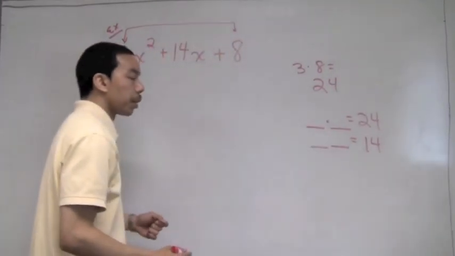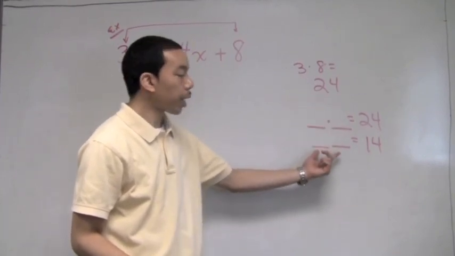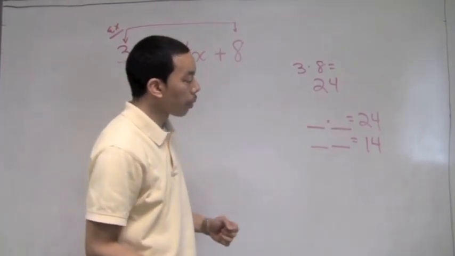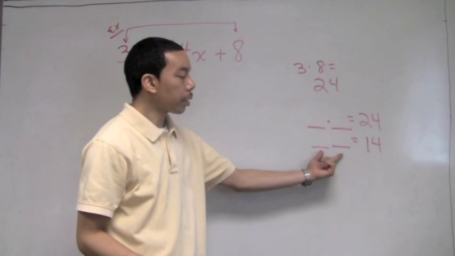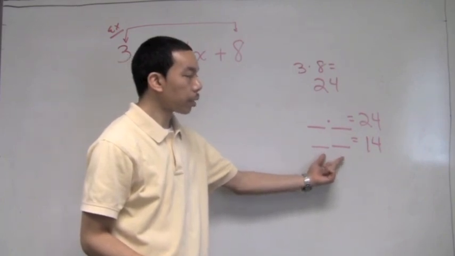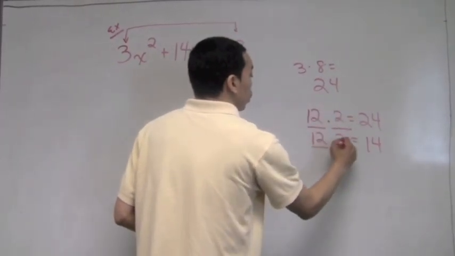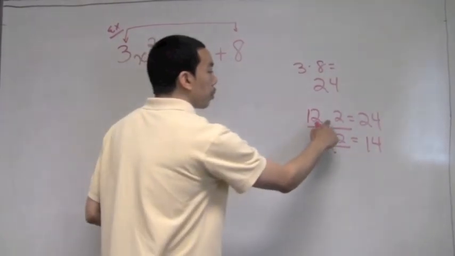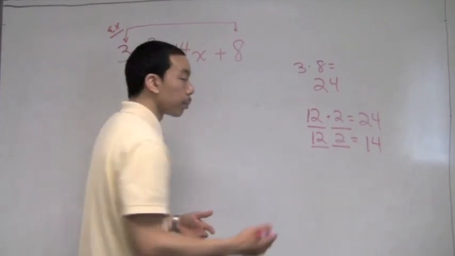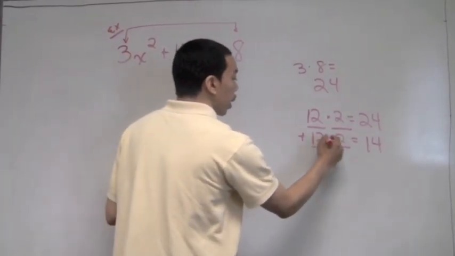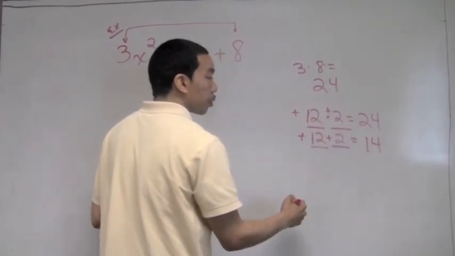So factors of 24 can be 6 and 4. 6 and 4 make 24, but if you add or subtract, won't make 14. Let's see what else. 8 and 3. 8 and 3 make 24, but 8 and 3 will not get you 14 if you add or subtract. How about 12 and 2? 12 and 2 gets you 24 when you multiply them, and they get you 14 if you add or subtract them. In our case, add them. So we have to put in the correct signs. Positive 12 and positive 2 will get us a 14, and a positive times a positive makes positive 24.